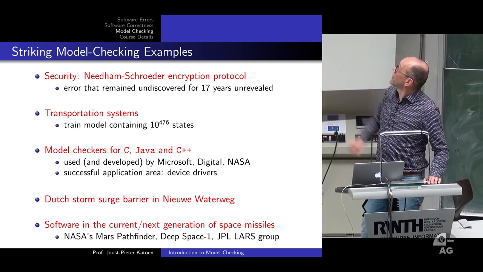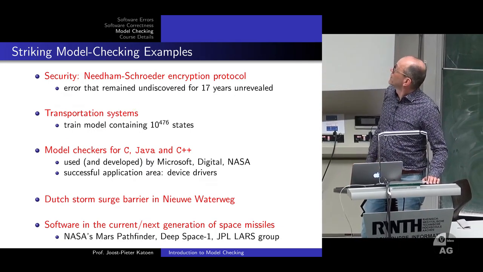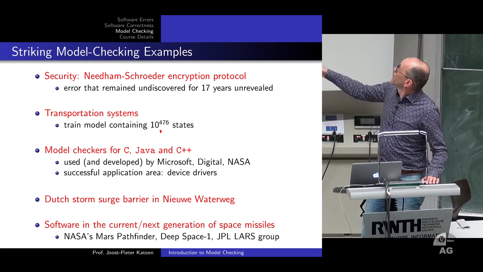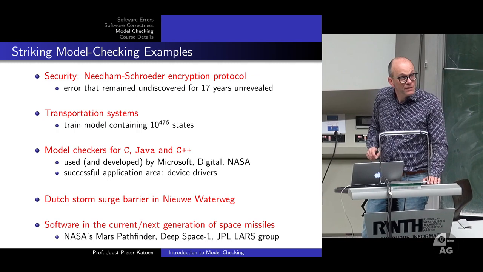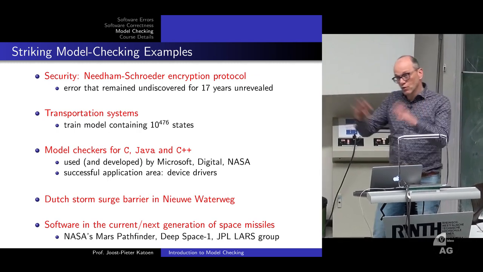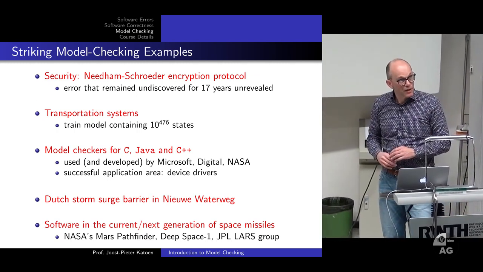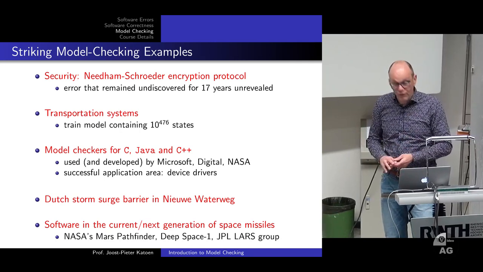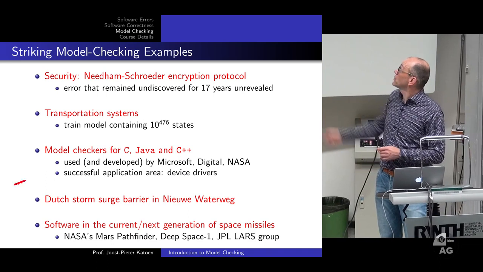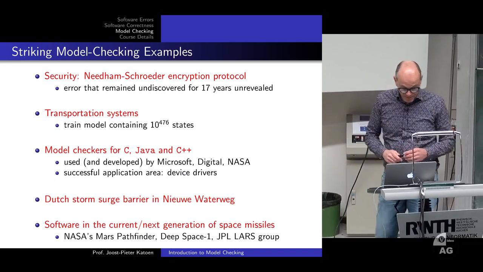Transportation: there is a nice case study, I think it was in Denmark, where they built a train model of so many states. Try to imagine how many this is. This is enormous. I mentioned already you need to cover many, many states. They used very clever techniques, compositionality, symbolic structures, and so forth, to be able to check properties on a train model of so many states.